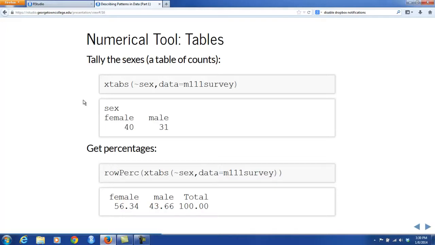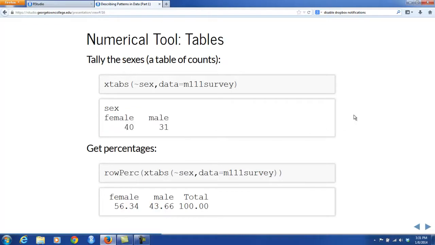And it's done by the xtabs function. If you apply xtabs to the argument twiddles and sex, we'll talk about twiddles later, but sex is the variable of interest, and then the argument data equals Math 111 survey, and notice how both of these arguments are separated by a comma and they're enclosed in parentheses. This is the case for all our functions. Then you get a simple count of the males and the females in the class.